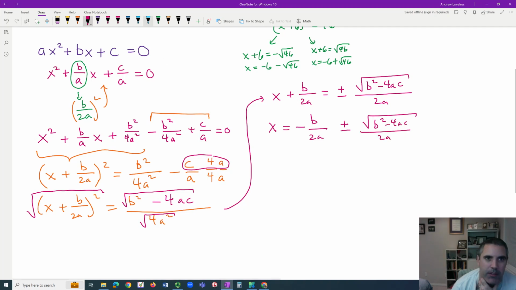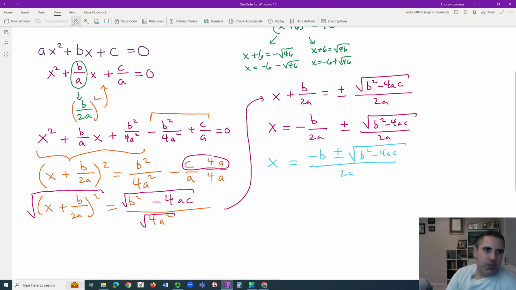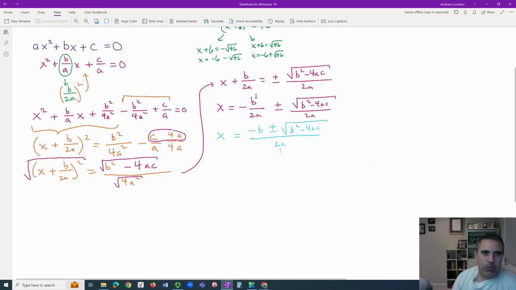And then somebody said, well, that's not as fun of a song. Negative b over 2a plus or minus the square root of b squared minus 4ac also over 2a. So someone said, well, we can just write it with a common denominator. Negative b plus or minus square root b squared minus 4ac all over 2a. So there you go. It's completing the square. I know that was a lot of algebra, but I want students to ask why.